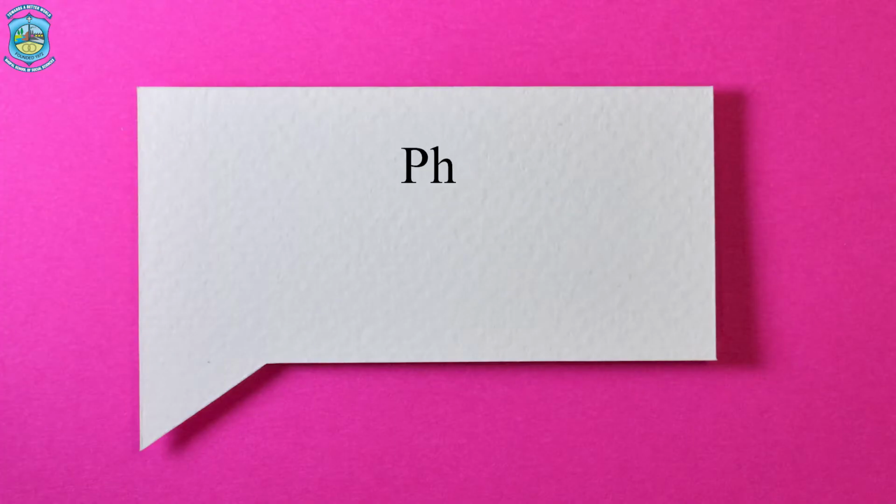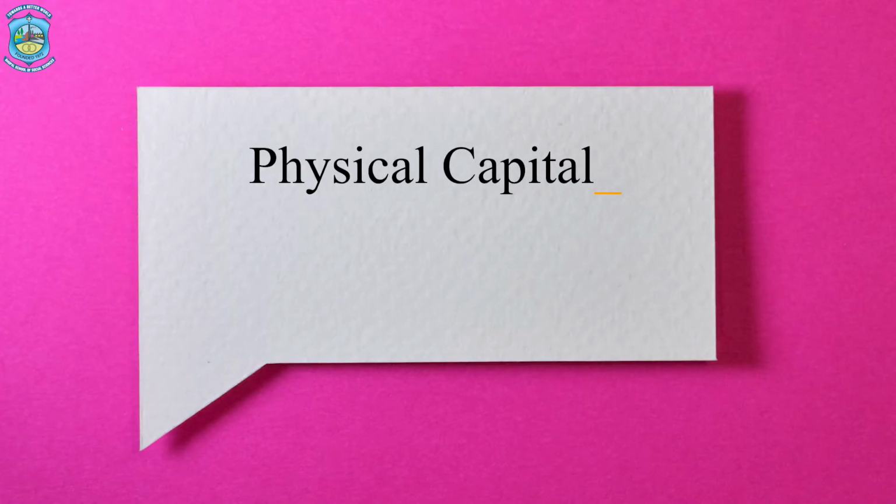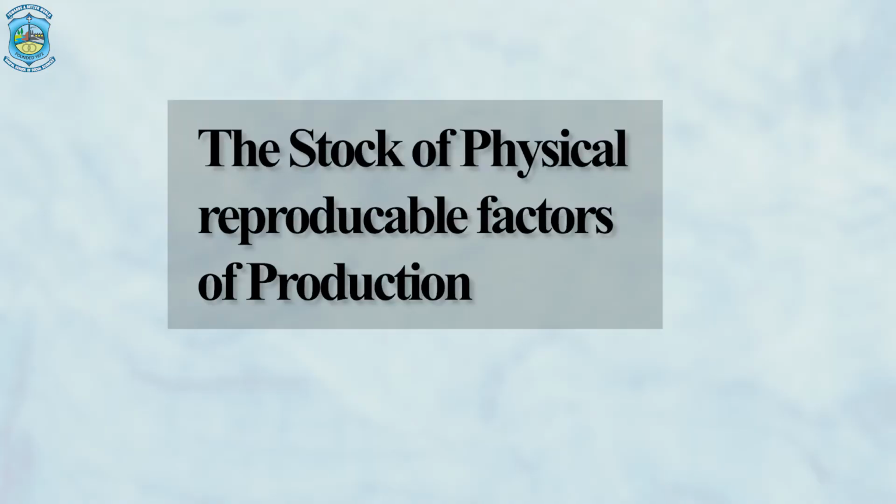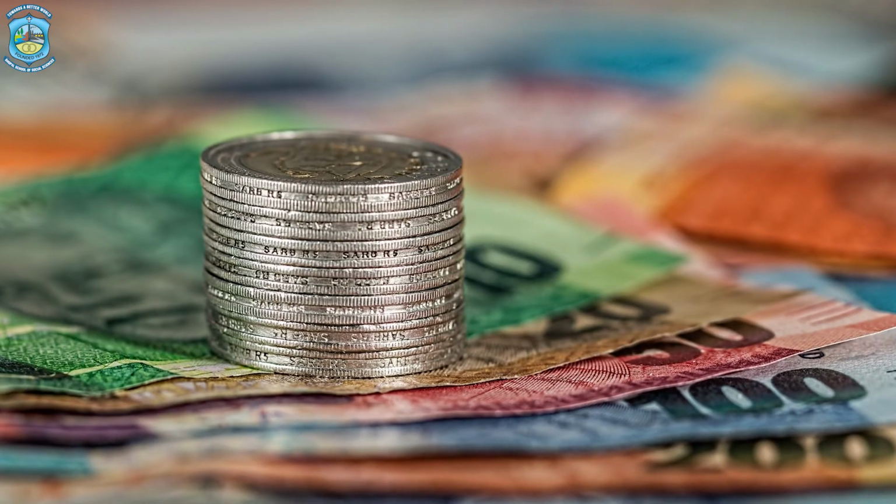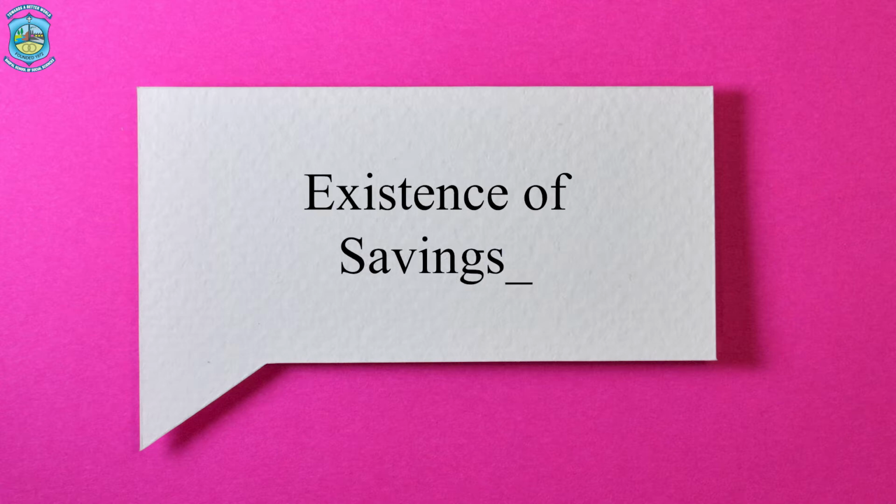Now, coming to the third very important determinant of economic growth, capital, that is physical capital. What does physical capital mean? Capital means the stock of physical reproducible factors of production, and when the capital stock increases with the passage of time, this is called capital accumulation. The process of capital accumulation is cumulative and self-feeding, and it includes three stages. First stage is the existence of savings.